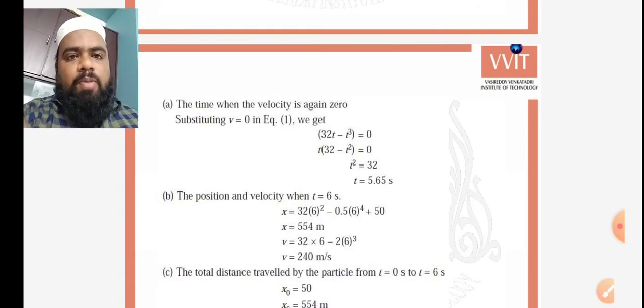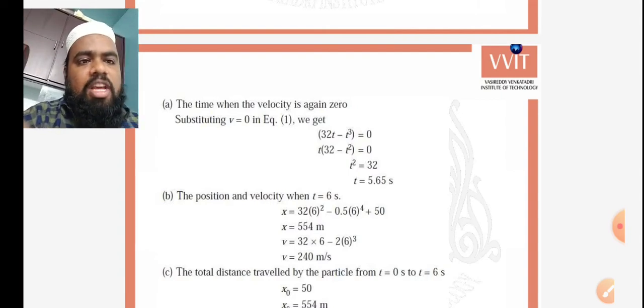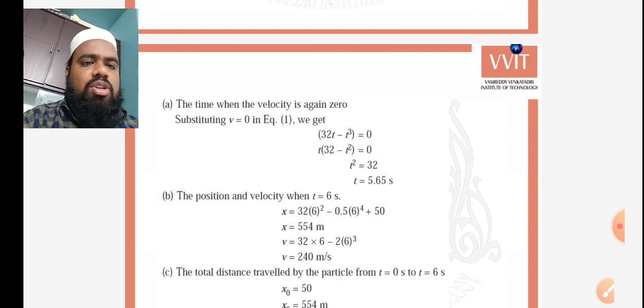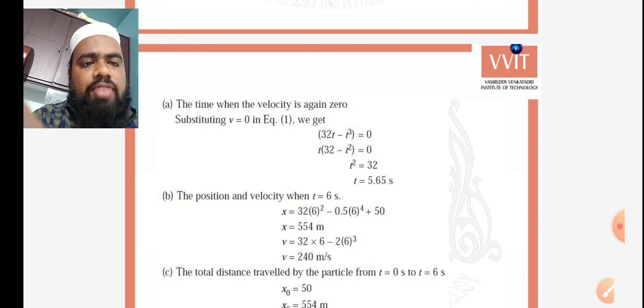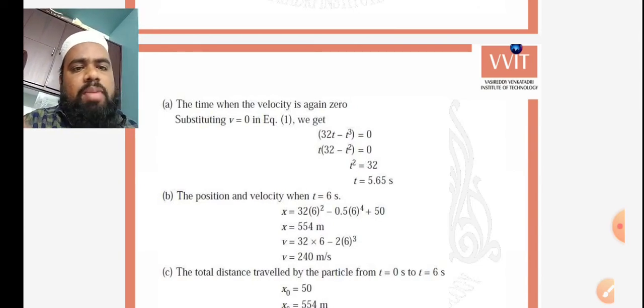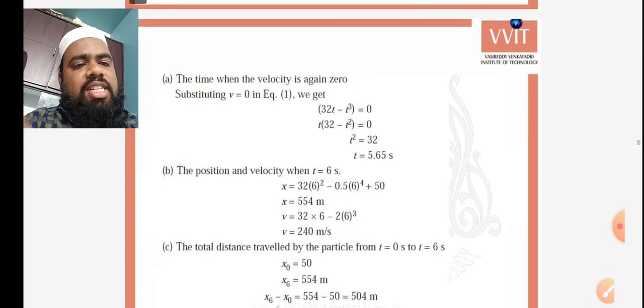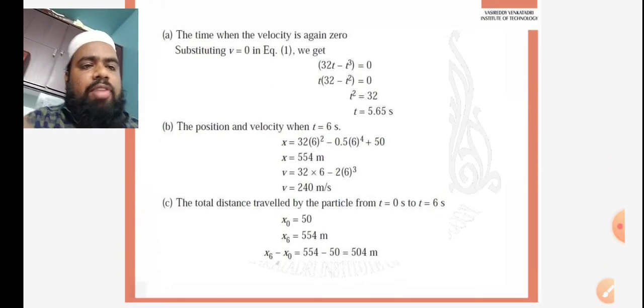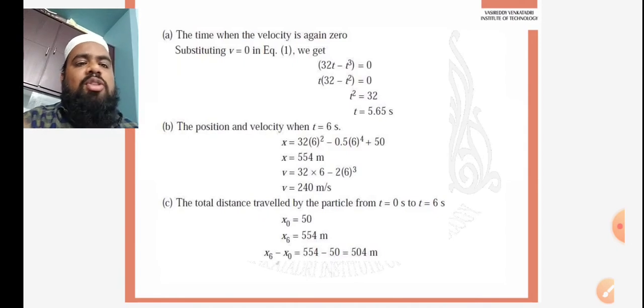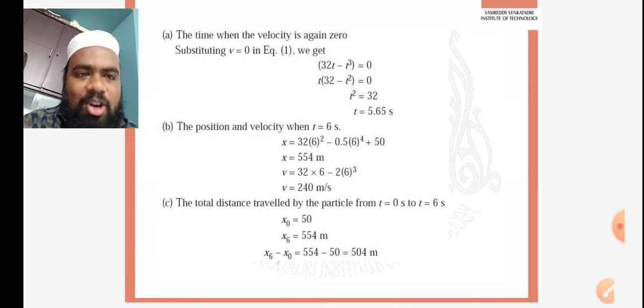Write down, this is a very important point. Position is nothing but displacement. So substitute t is equal to 6 seconds in the equation, x is equal to 554, and substitute v is equal to 240 meters per second. Now the total distance travelled by the particle from t is equal to 0 to t is equal to 6 seconds. At 0 it is 50, at 6 it is 554.